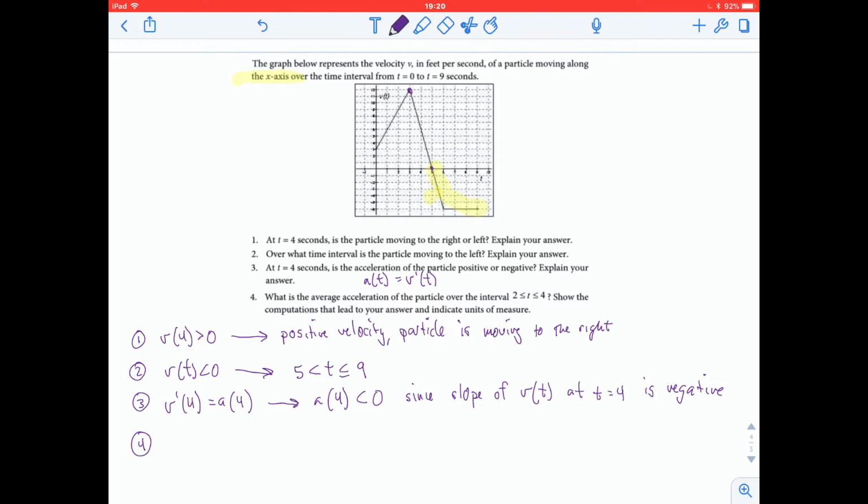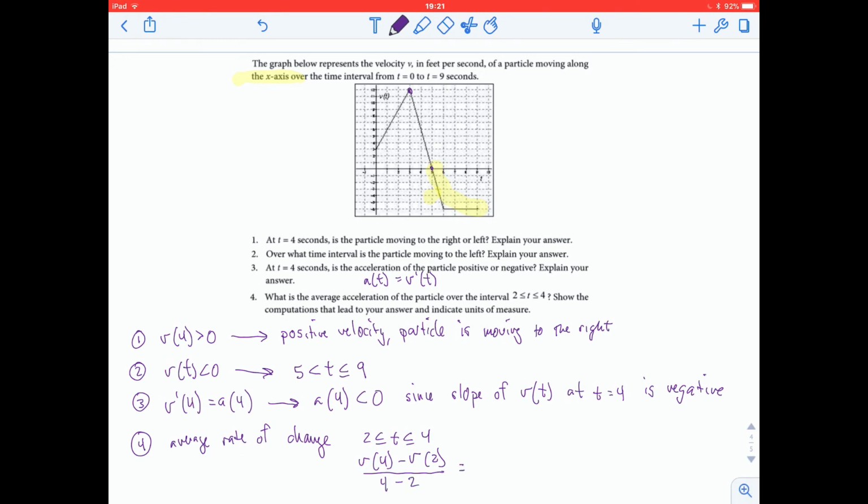The last question asks about the average acceleration of the particle over the interval 2 to 4. Average acceleration we're going to find by getting the average rate of change. And as I've said previously, average rate of change we get by calculating slope. Now this does not mean that we take all the different slopes of the graph and add them together and divide by 3, although we can see that there are very clearly 3 constant slopes for the velocity versus time graph. Because it's giving us the interval 2 to 4, we specifically want to calculate v of 4 minus v of 2 divided by the change in t, which is 4 minus 2.